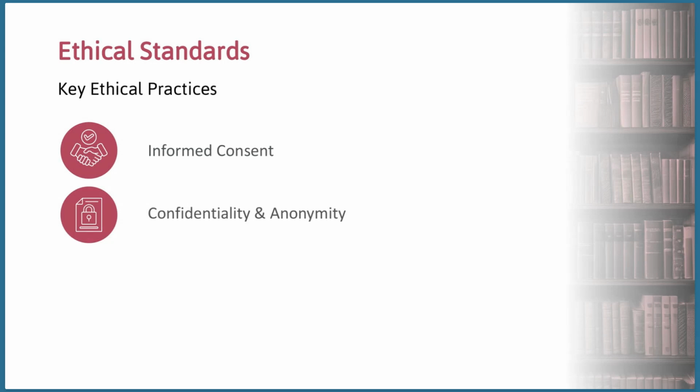Next, let's talk about confidentiality and anonymity. It's your job to protect people's identities. This means removing names and any details that could give away who someone is, especially if they're sharing critical feedback or talking about something sensitive. And if true anonymity is not possible, like in a very small group, be honest and upfront so everyone understands the potential risk.